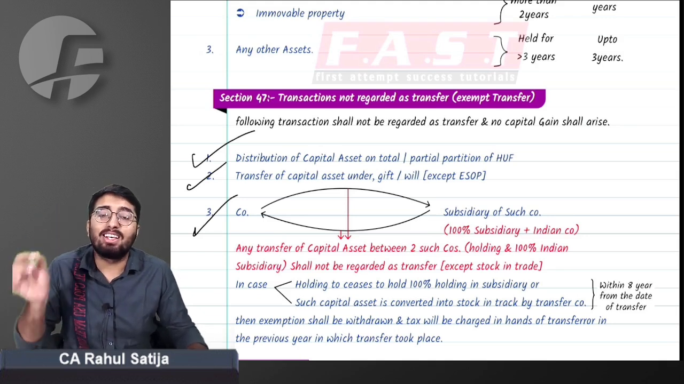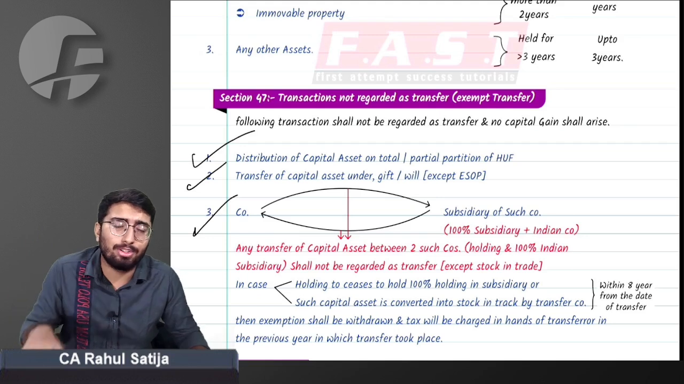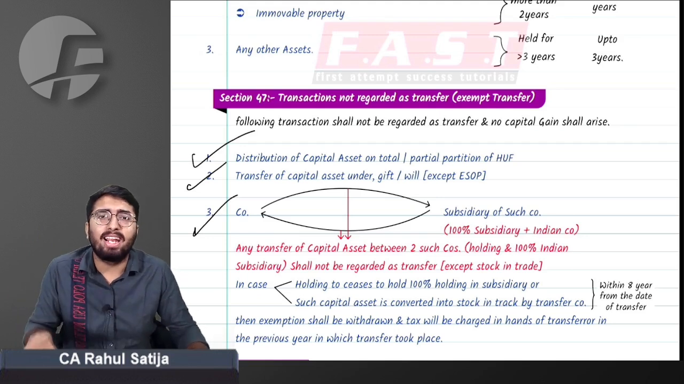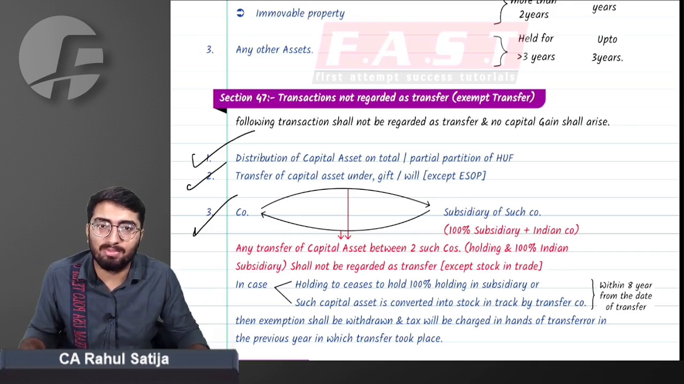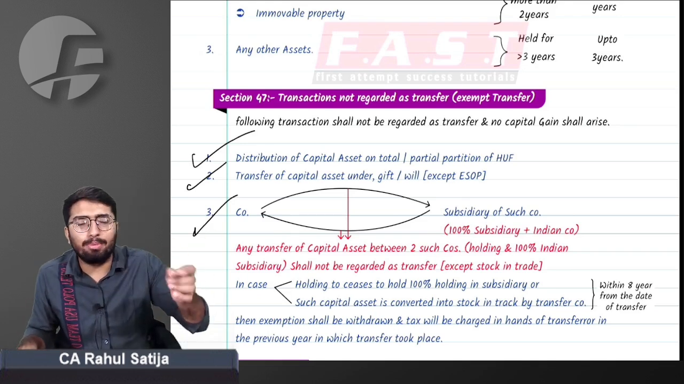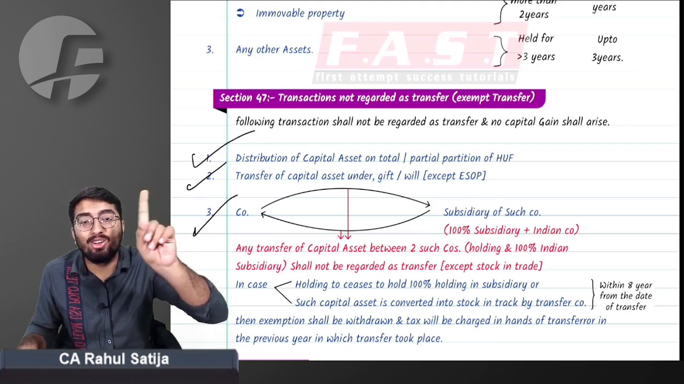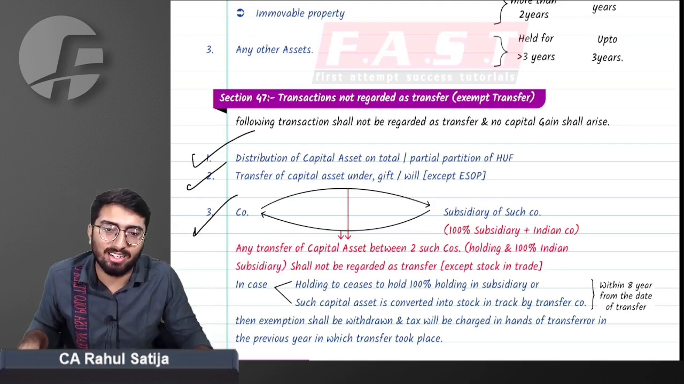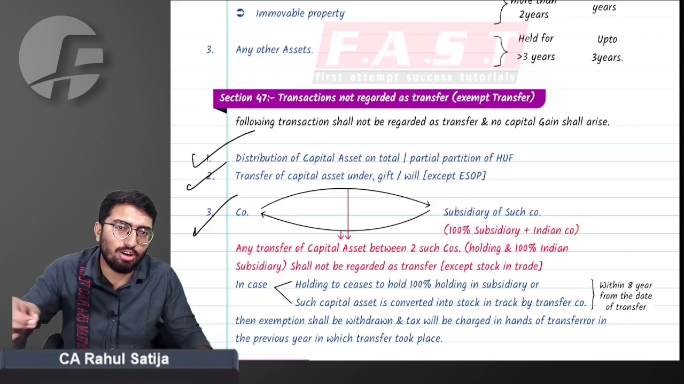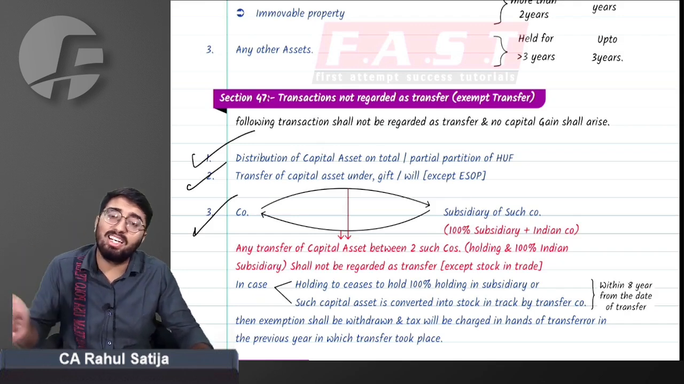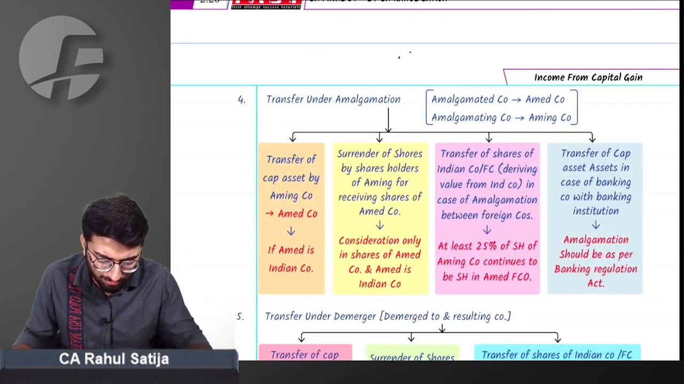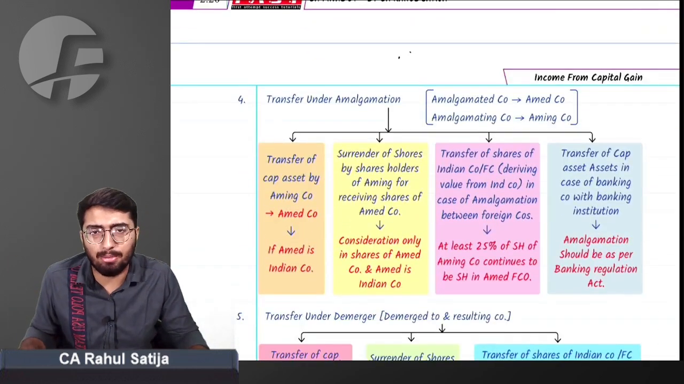First condition was, sir, such 100% parent subsidiary relationship shall subsist at least for 8 years from the end of the year in which transfer took place. And second thing, that subsidiary company or the transferee entity shall not convert such capital asset into stock in trade. These were two basic conditions. If any of these conditions got violated, then such transfer shall be taxable in the year in which violation took place. Then we had transfer and the amalgamation.